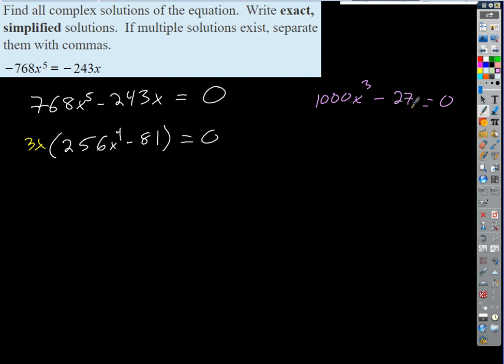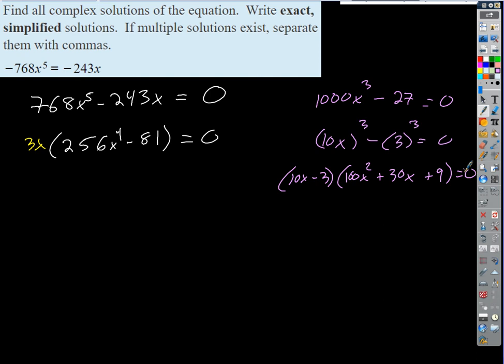So what are the cubes that are being subtracted here? What's the first cube? Yeah, right? Cube root of 1,000 is 10. Cube root of x cubed is x. Second one? 3. So then what's our pattern? x minus 3 times 100x squared. Good, so 10x squared, quantity squared. So 100x squared plus 30x, 10x times 3, so 30x, plus 9. Okay, that's fine, right?